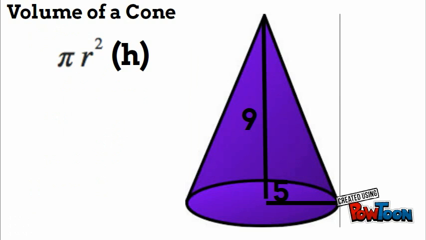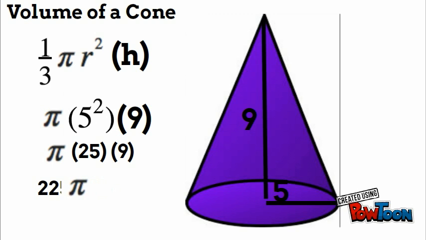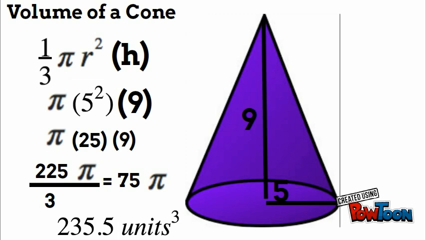Now let's say we wanted to find the volume of a cone with the same dimensions. We found out earlier that cones are a third the size of cylinders, so we can do the exact same thing we did with the cylinder to find the volume of the cone. So 5 squared is 25 times 9 is 225 pi. Once I get here now, I can divide by 3 to figure out what the cone is. So 225 divided by 3 is 75. So 75 pi is the volume of this cone. Or exactly, if we multiply that out, 235.5 units cubed.